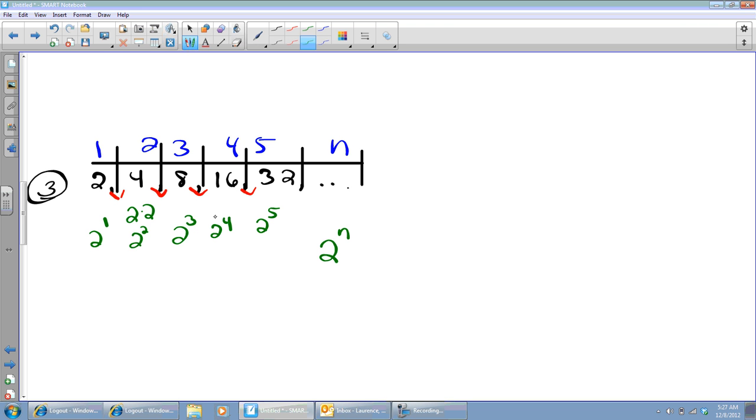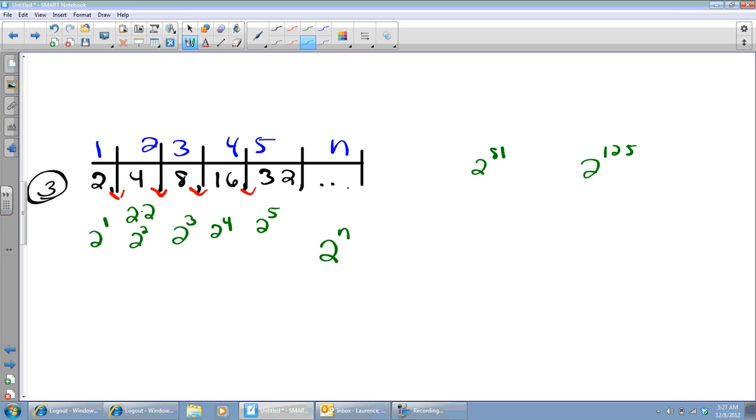So let's think about this. For the first one, I do 2 to the first. For the second one, I do 2 to the second. For the third one, I do 2 to the third. Fourth one, 2 to the fourth. Fifth term, I did 2 to the fifth. What do you think I'm going to do on the 81st term? Well, I would do 2 to the 81st, right? What am I going to do on the 125th term? Well, I'm going to do 2 to the 125th power, which is an extremely huge number, by the way. So what am I going to do on the nth term? Well, I'm going to do 2 to the n.